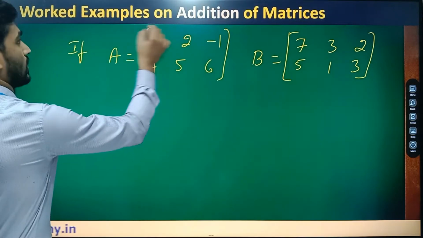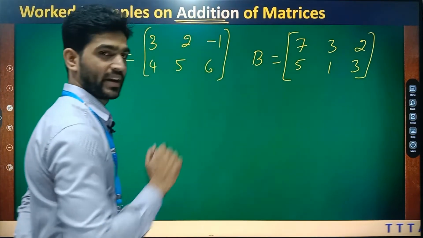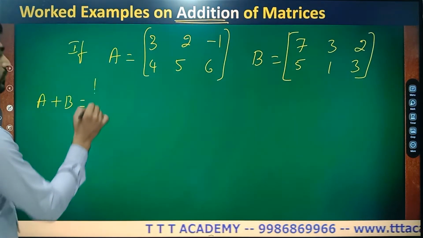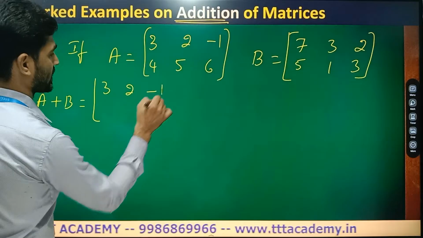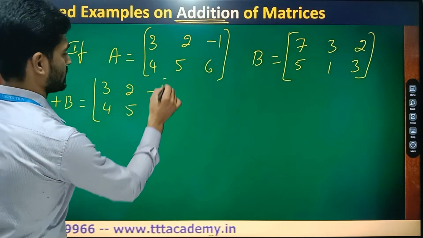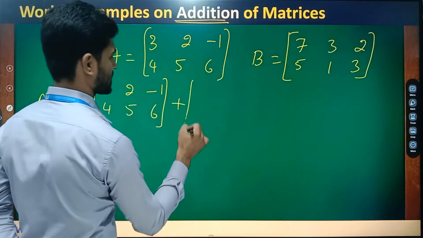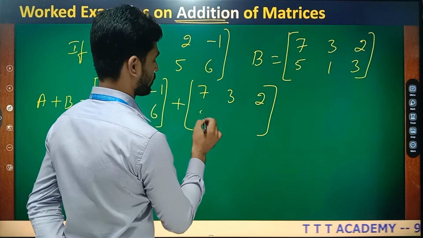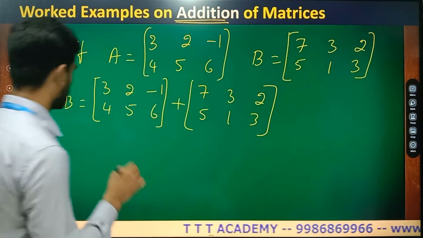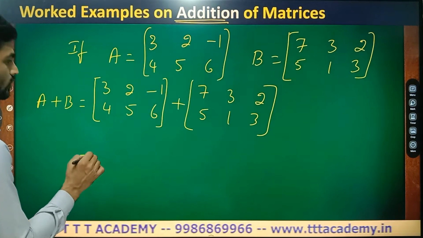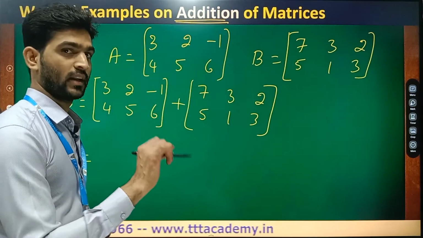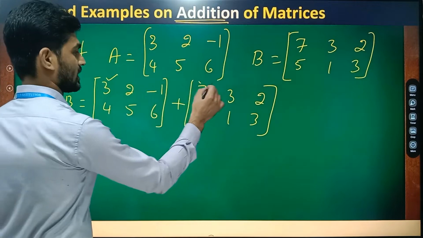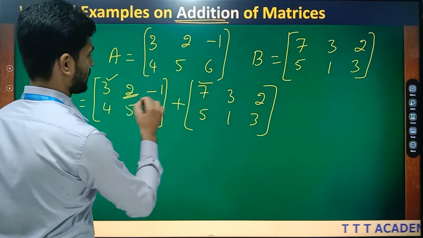Then what is our aim? My aim is to add two matrices, so addition A plus B. What is A? 3, 2, minus 1, 4, 5, 6. This is the A matrix. Plus the second matrix B, whose elements are 7, 3, 2, 5, 1, 3. So now dear students, A plus B will be equal to... I guess in the last slide I discussed with you the procedure: first element with first element, second with second, suppose 2 with 3 only.